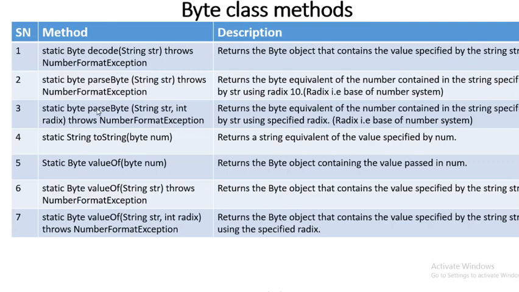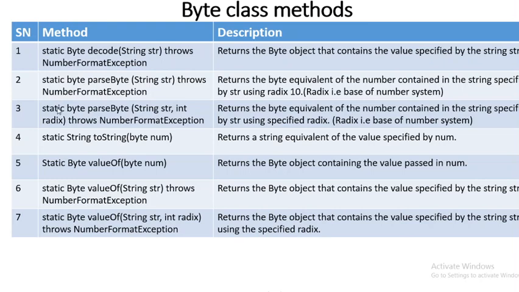Byte return type, parseByte in bracket string str, int radix, throws NumberFormatException. Method number 2 and method number 3, both of these are similar. The difference is that in the third method we can provide radix also, which is the base which we want to use, that also we can specify. Here in the second method, default radix is 10, but here we can specify the radix. It can be 10 for decimal, 8 for octal, 16 for hexadecimal, like this. We can provide it here.